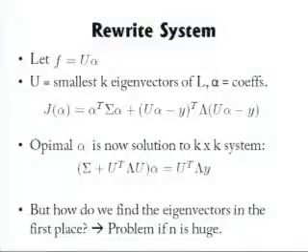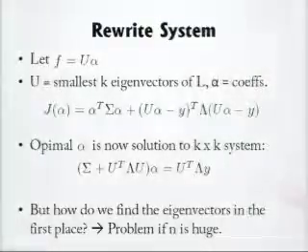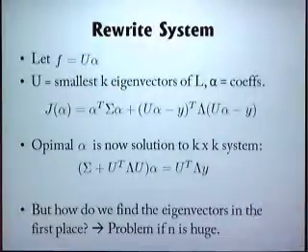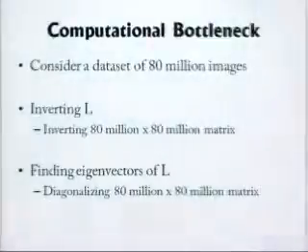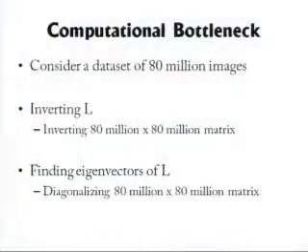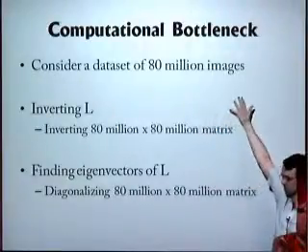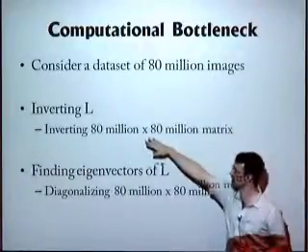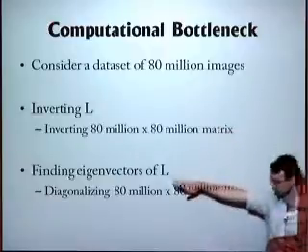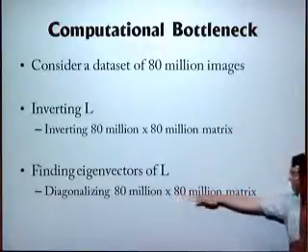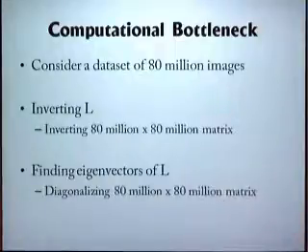So in some sense, it makes things a bit easier in terms of actually solving for the label function, but we have to find the eigenvectors in the first place. Okay, so just to hammer this point home, if you deal with the original least squares system and you have an 80 million image data set, you've got to invert an 80 million by 80 million matrix. If you want to solve in the eigenvector basis, you've got to diagonalize an 80 million by 80 million matrix. You might be able to do it for 1 million, but you certainly can't do it for 1 billion images.